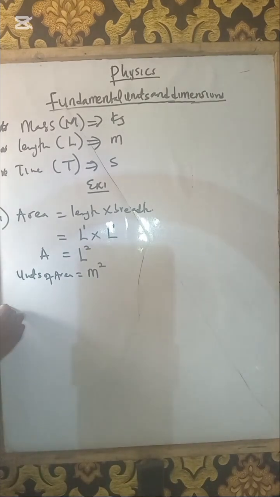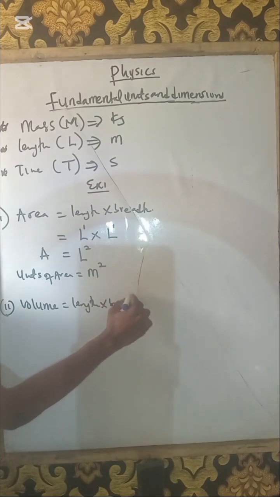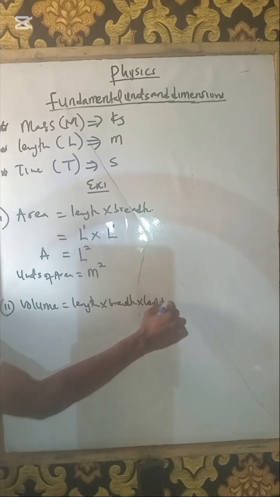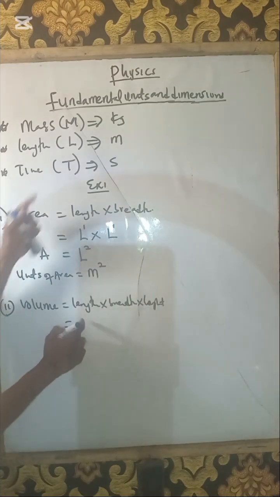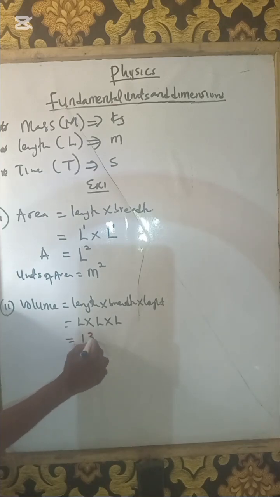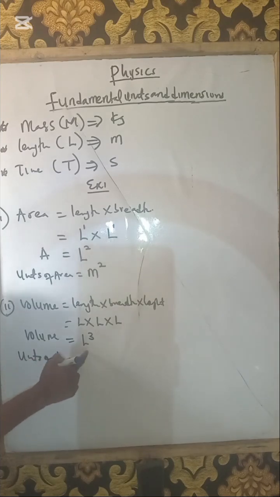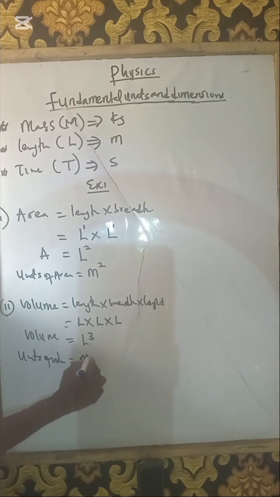All right. So let's go to the second one. Suppose I want to state the dimension of volume. Volume is length times breadth times height. So the symbol for length is what? L. Breadth is also what? L. Height is also what? L. So this combines to give what? L cube. So the dimension of volume is what? L cube. So I can state the unit of volume will now be what is 1 L? M. That's M cube.